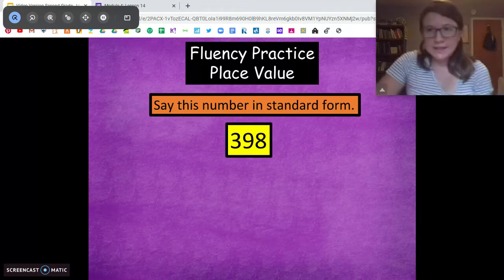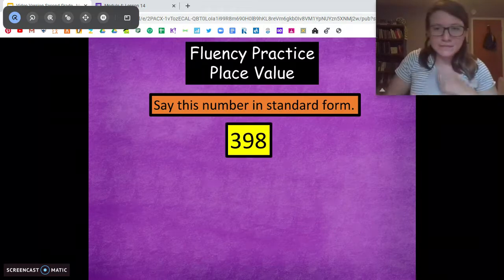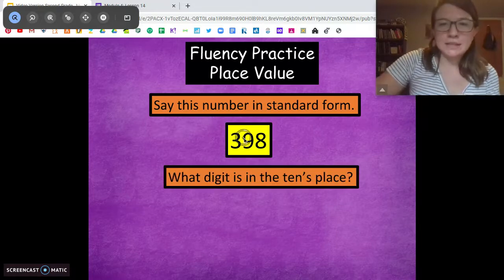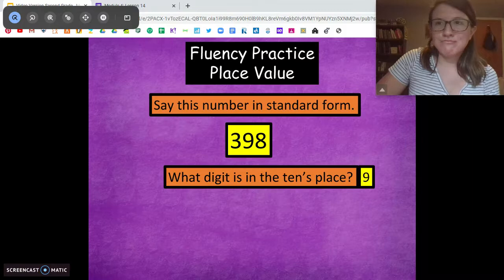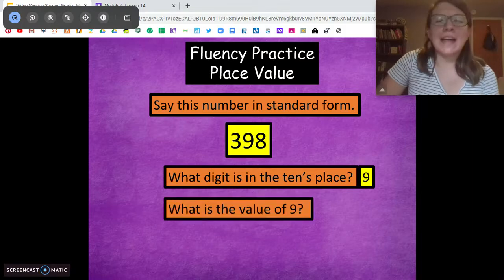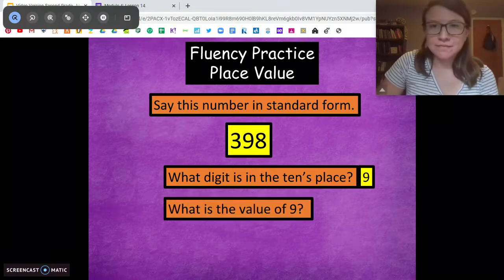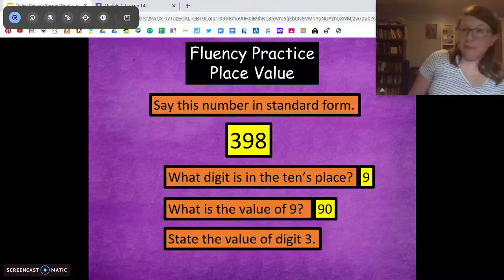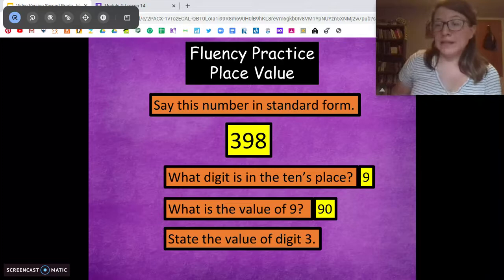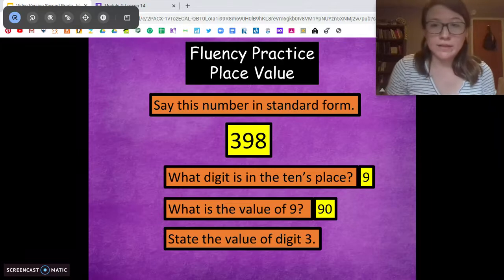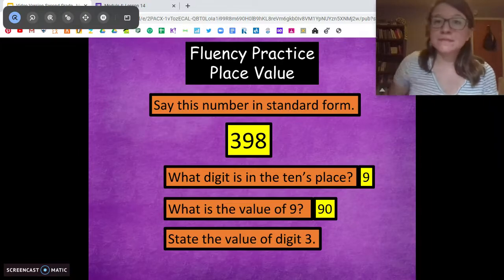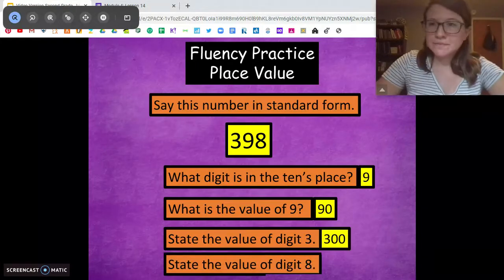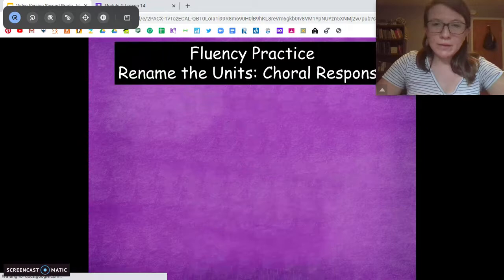What number is this? 398. Awesome. What digit is in the tens place? 9. What's the value of the 9? 90. Very good. What's the value of the 3? Remember, look at the place that it's in. Tell me what the value is. 300. Perfect. And what's the value of the 8? Yep, 8 ones. Very good.